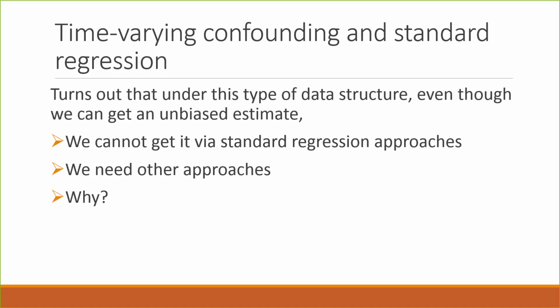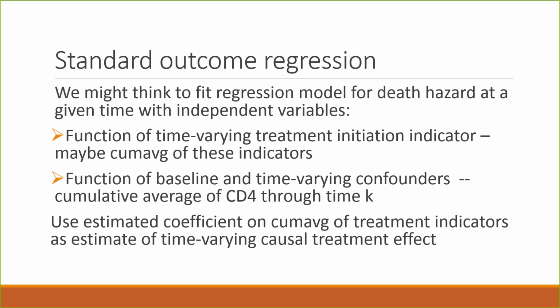So why do we care about this structure in particular? It turns out that under this type of data structure, even though we have no unmeasured confounding, given we've measured a sufficient number of variables in this data set to control confounding and to control selection bias, we can't get at an unbiased estimate under the graph that I just showed you by standard outcome regression approaches. We're going to need other approaches. So this is really what's going to ultimately motivate us. So why do we need other approaches?